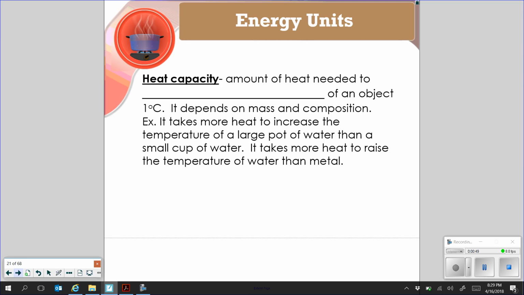So the heat capacity is the amount of heat that's needed to raise the temperature of an object 1 degree Celsius. It's always going to depend on mass and composition. So for example, it's going to take more heat to increase the temperature of a large pot of water than it would a small pot of water. And it's going to take more heat to raise the temperature of water than it would, say, metal.